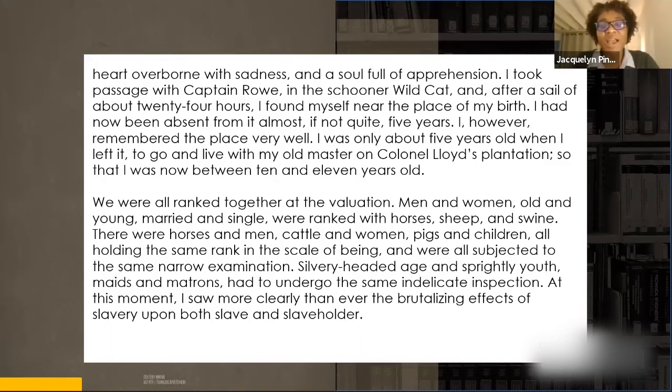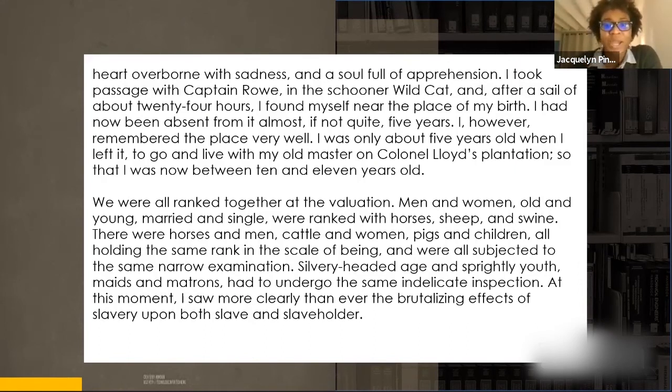Now, the fact that he's pointing this out shows how significant this is, right? He could have just said, oh, we were sold, and that was that. No, he's pointing out how this really affected him, how all these people put together weren't really people. They were animals, the same as farm animals. And they were looked at, evaluated, treated in the same way.